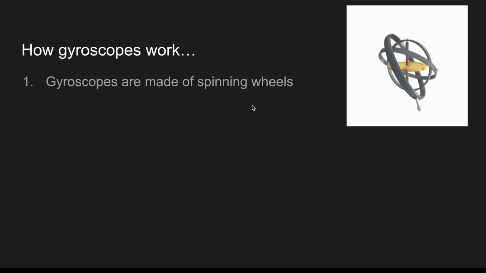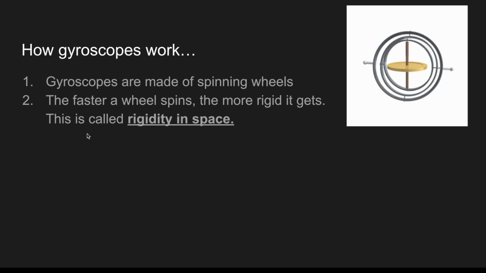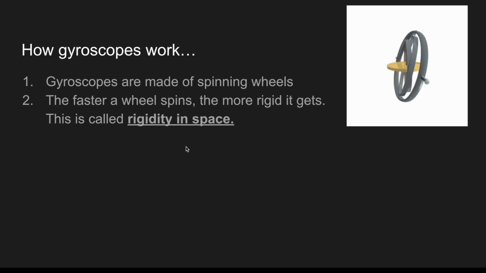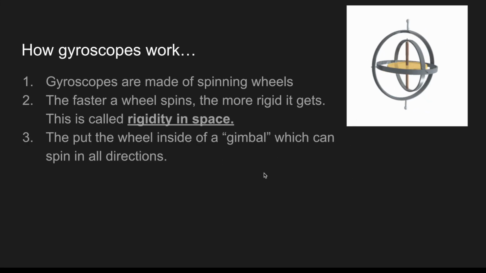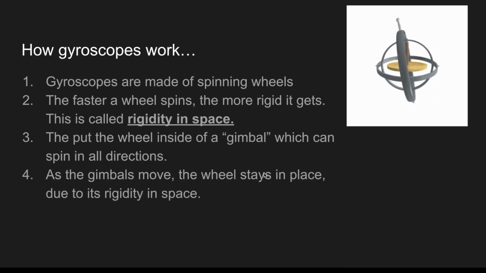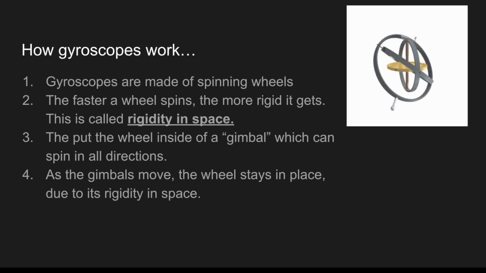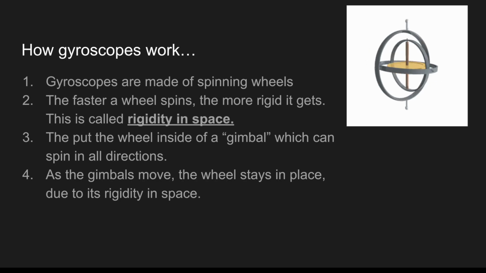Gyroscopes are made of spinning wheels. This is how they work. And the faster the wheel spins, the more rigid it gets. This is called rigidity in space. They put the wheel inside of a gimbal, which can spin in all directions. As the gimbals move, the wheel stays in place due to its rigidity in space. Make sure you have those written down before we go on.